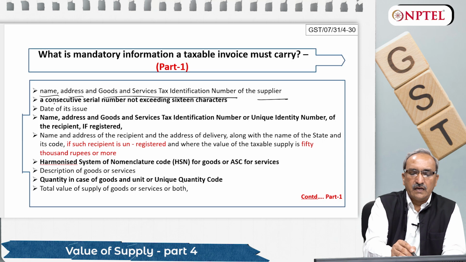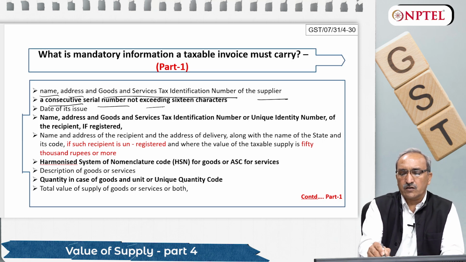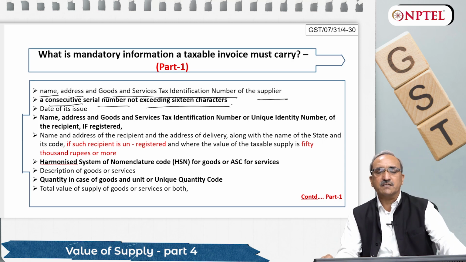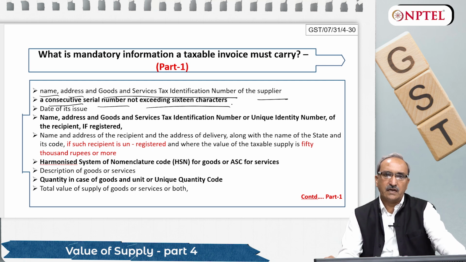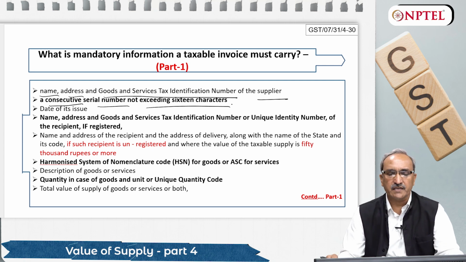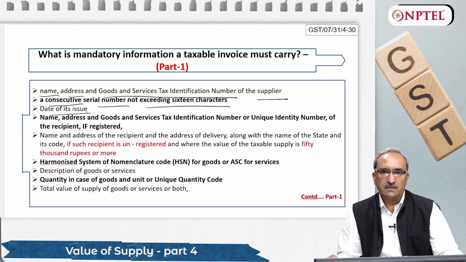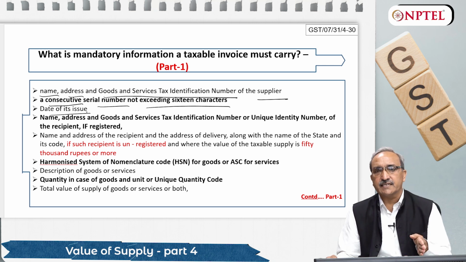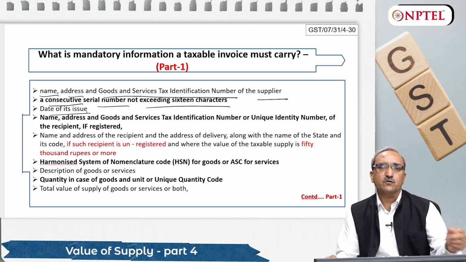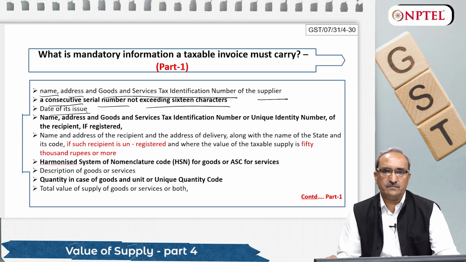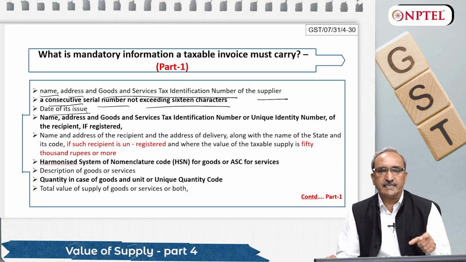Then consecutive serial number not exceeding 16 characters. So it must be serially numbered. Every invoice must be serially numbered every year, and date of issue of invoice. So on which date this invoice is raised, because this date will decide when you are supposed to pay tax. This date is important for the payment of tax.